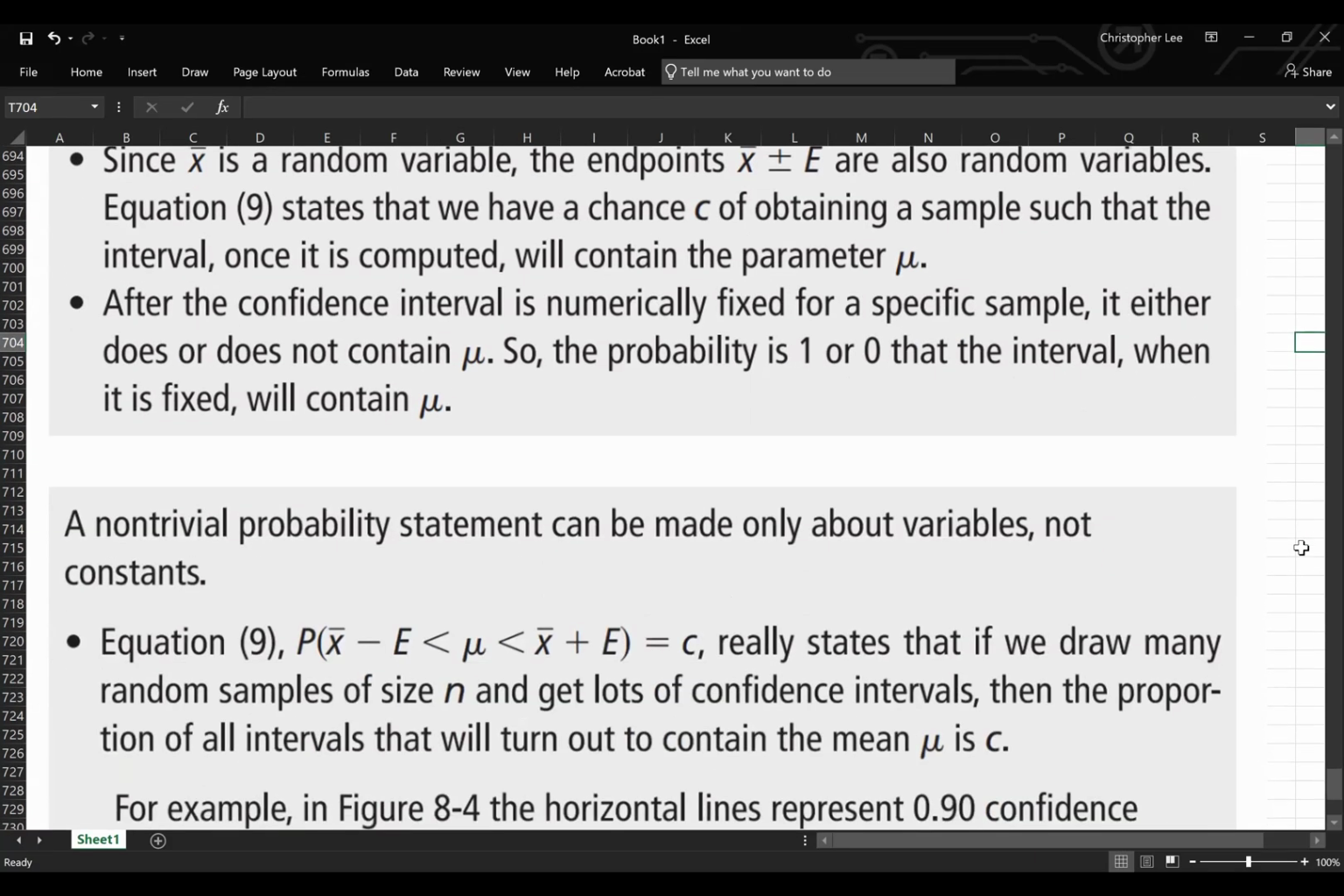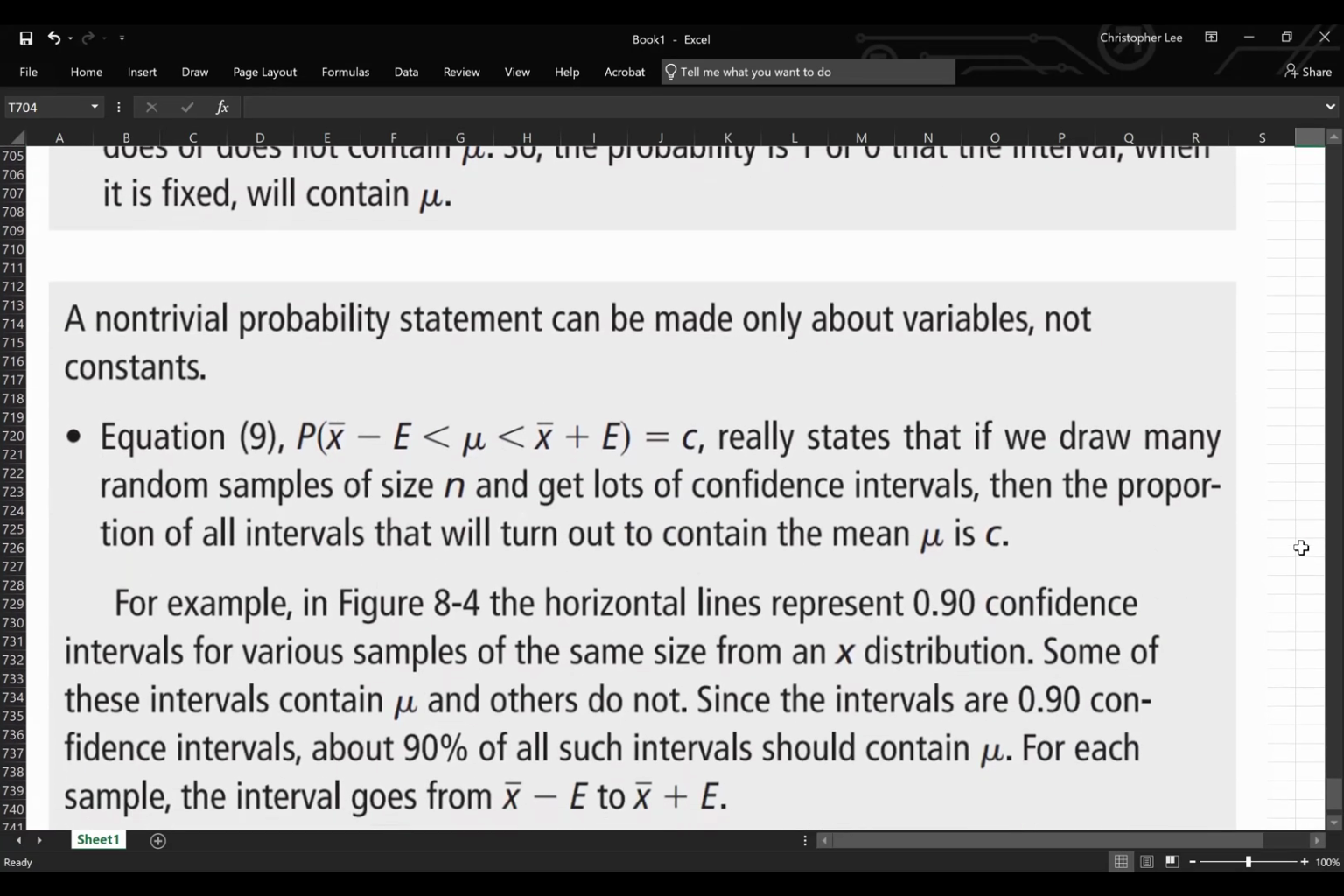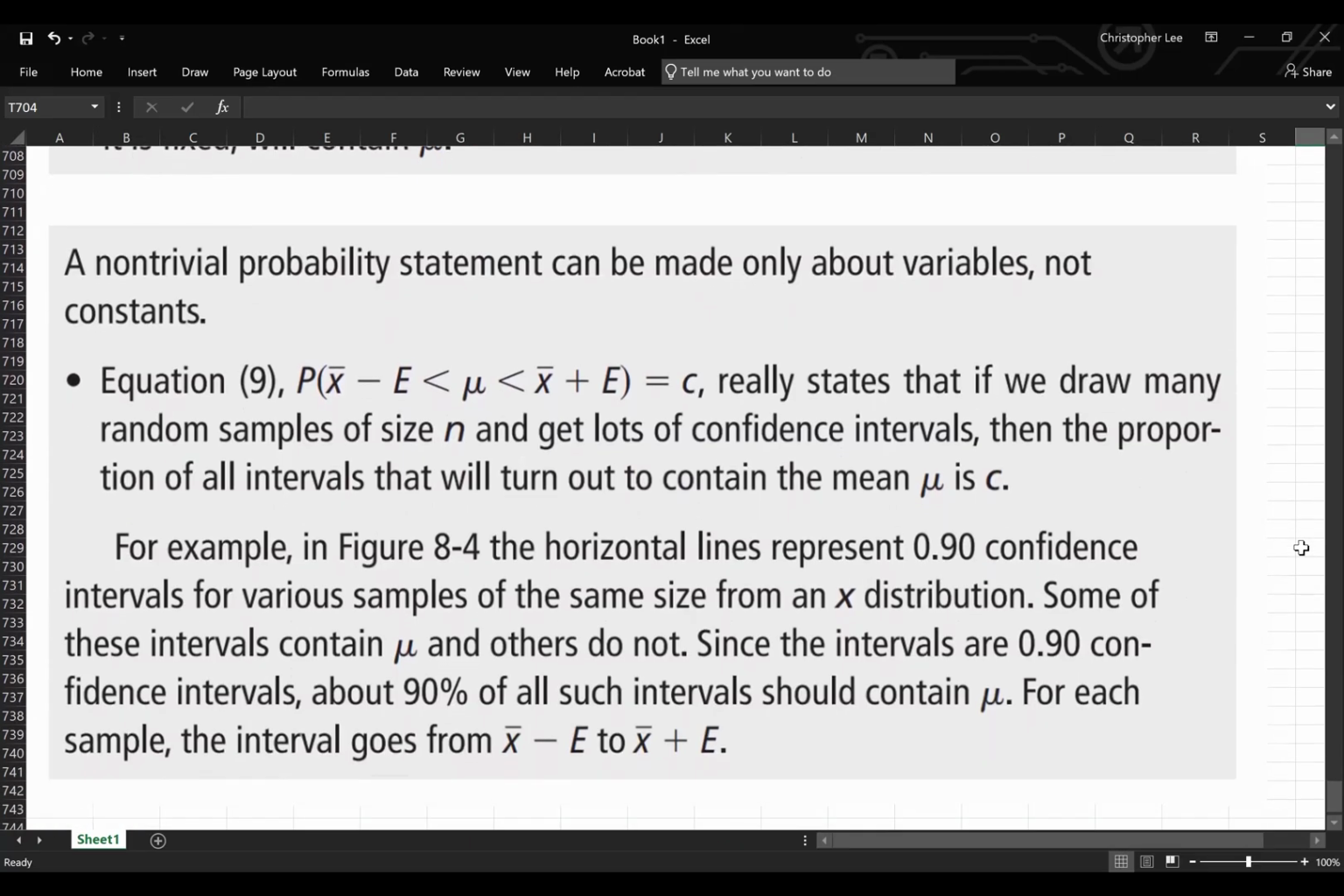A non-trivial probability statement can be made about variables. So equation 9, the probability of x bar minus e less than mu less than x bar plus e, which is equal to the confidence level, really states that if we draw many random samples of size n and get lots of confidence intervals, then the proportion of all intervals that will turn out to contain the mean mu is the confidence level, right?